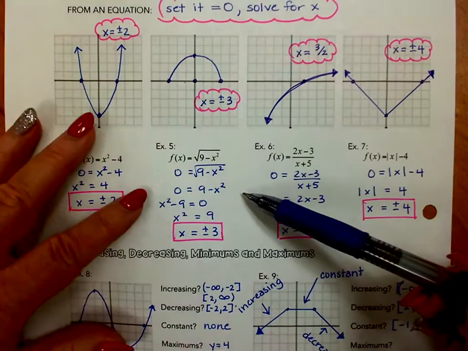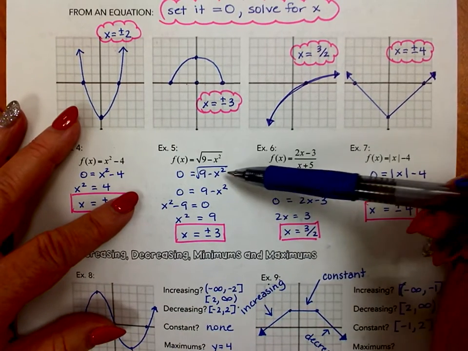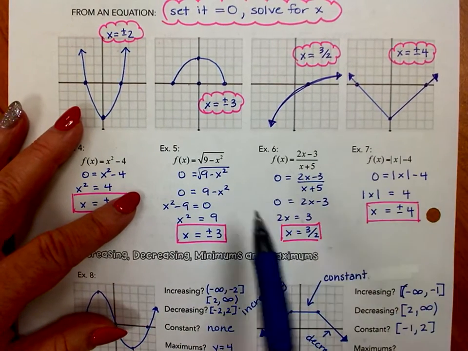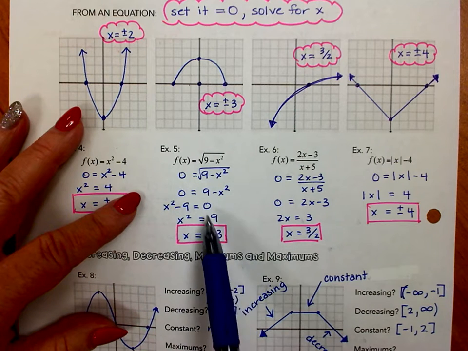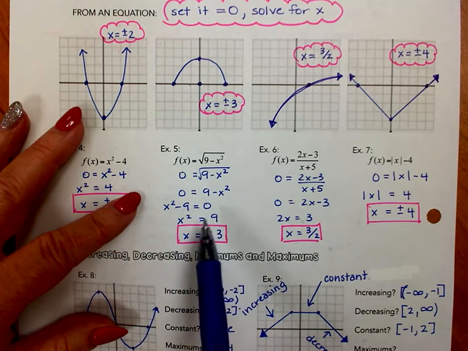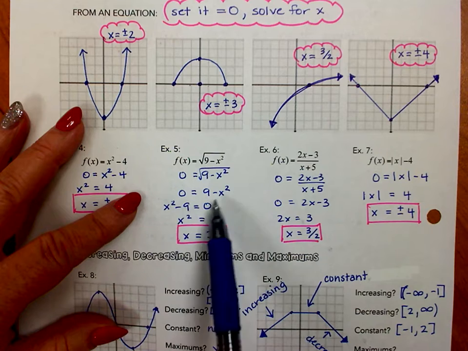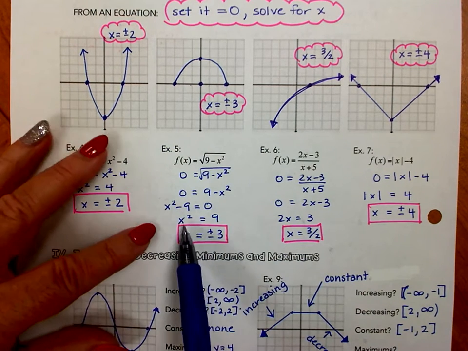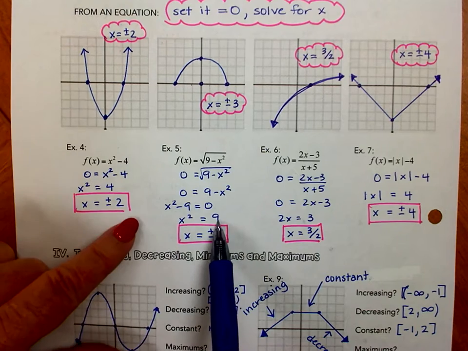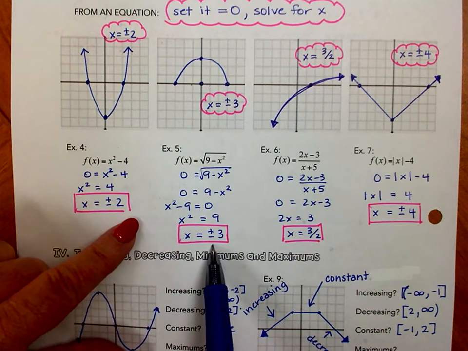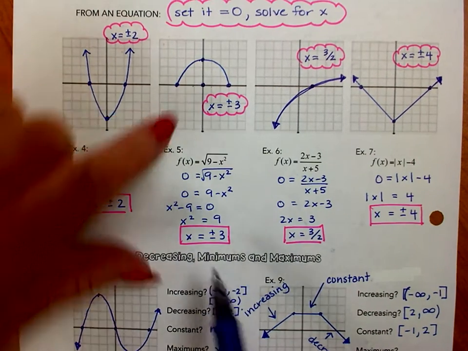For example 5, I set the f of x equal to 0, and then I squared both sides to get rid of the radical, and then I moved both of these over so that my x squared was positive because I just don't like it that way, and then I set it up like I did the last one, and x is positive and negative 3, just like up here what we have in our graph.